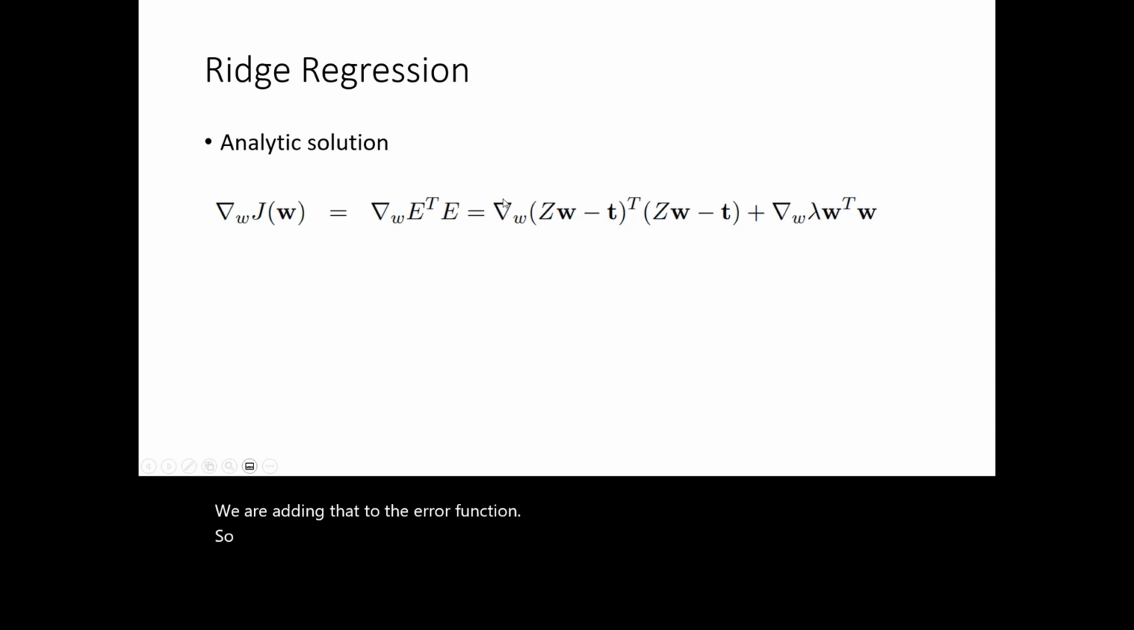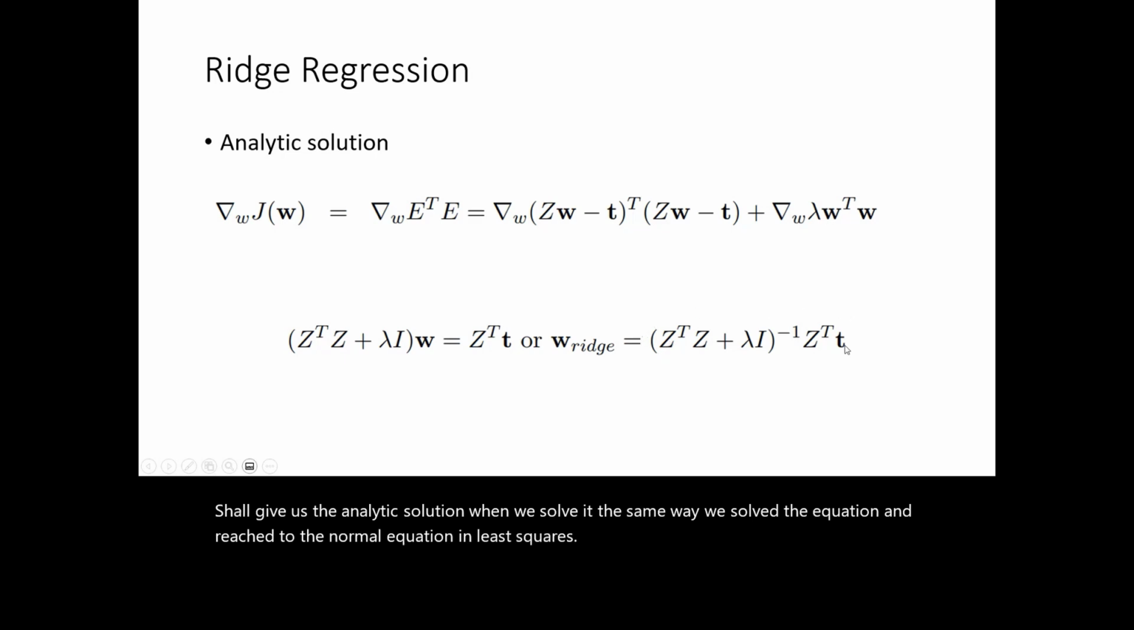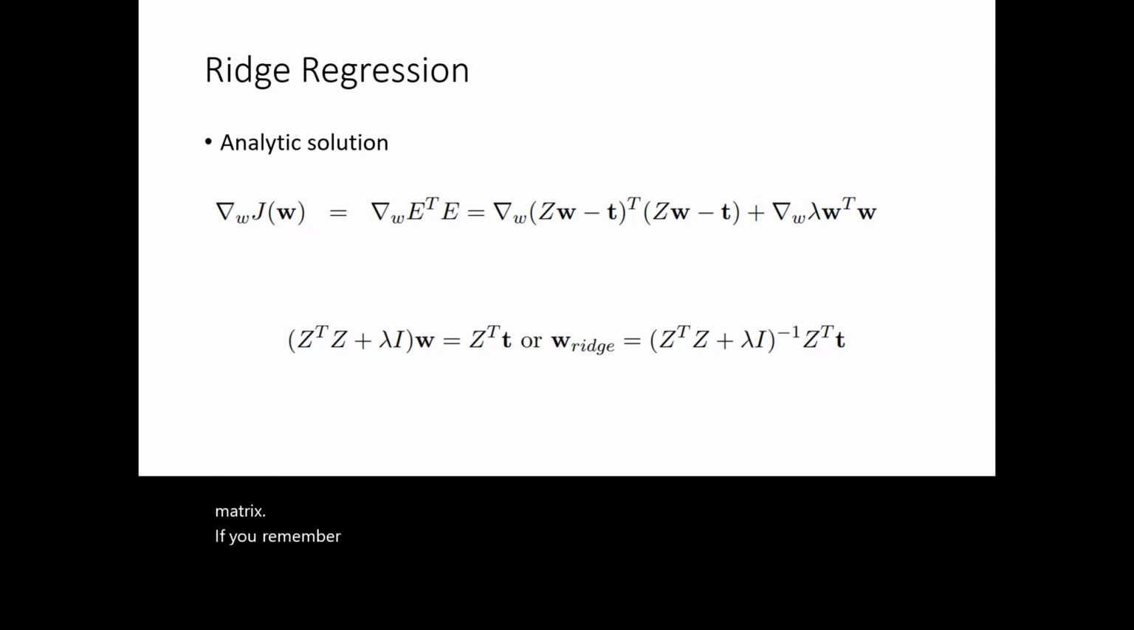So taking the gradient or derivative of the lambda multiplied by W's, as well as the error itself, shall give us the analytic solution. When we solve it the same way we solved the equation and reached the normal equation in least squares, this is very much similar to the normal equation, except for this lambda multiplied by the identity matrix. If you remember, the identity matrix is all zeros except ones on the diagonal, right? The identity matrix size is the same as Z, m by m. And then you multiply lambda with that.